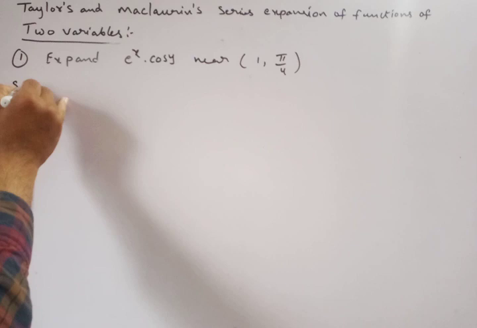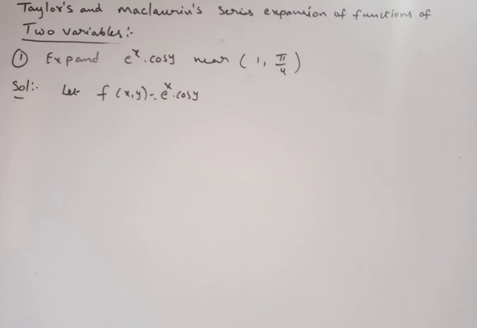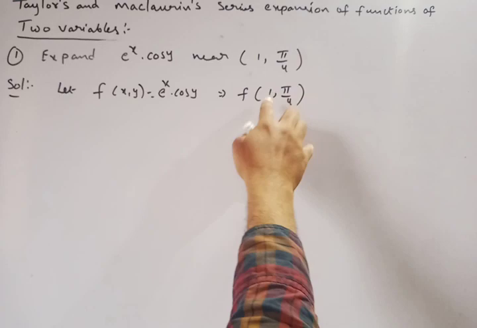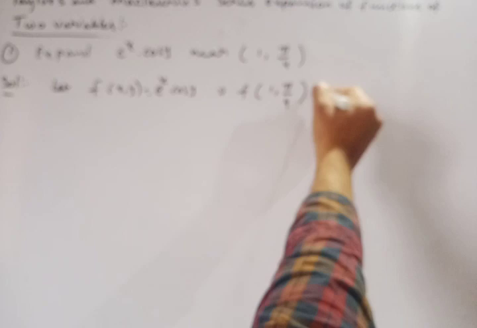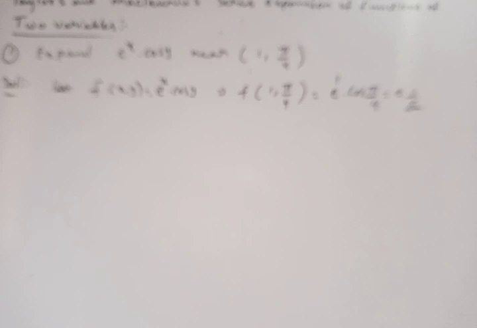Now how to solve here? First, let f of x comma y be equal to e power x into cos y. Then what is the point given here? 1 comma pi by 4, right? So f of 1 comma pi by 4, this is the a value and this is the b value. a is 1 here and b is pi by 4. So I get e power 1 into cos pi by 4. E power 1 is e, and cos 45 is 1 by root 2. I got e by root 2.